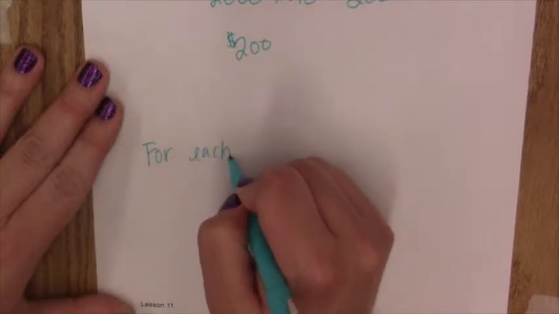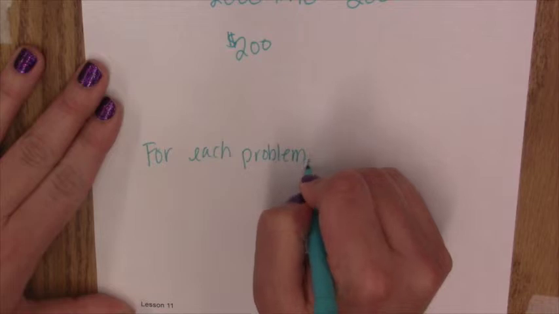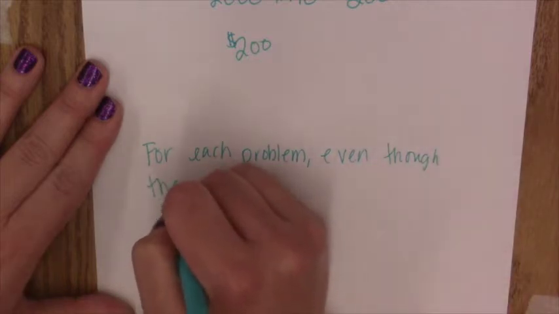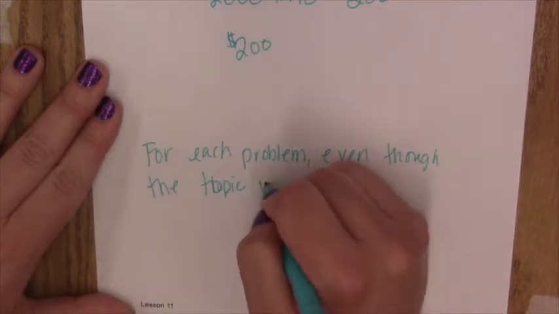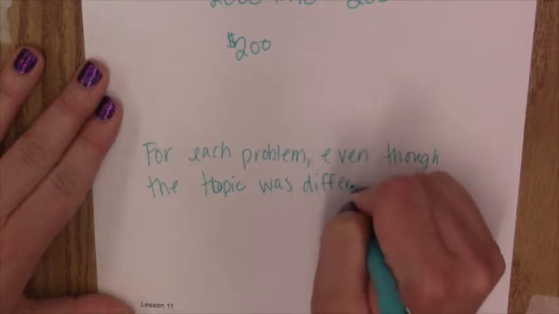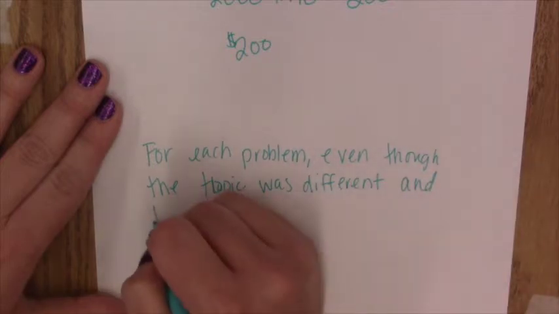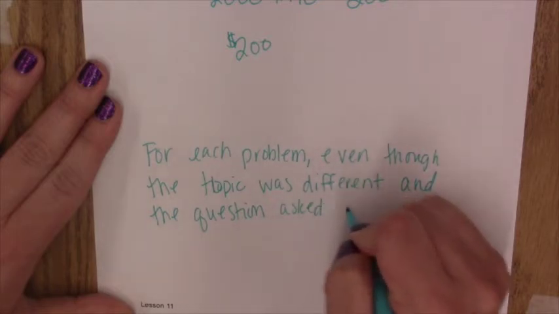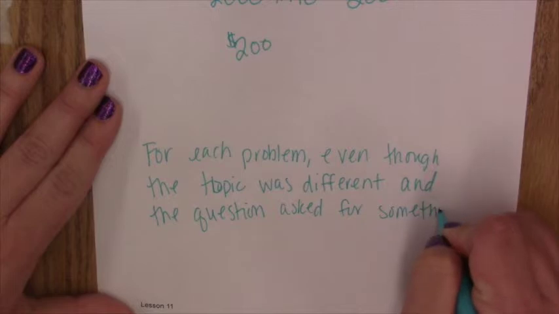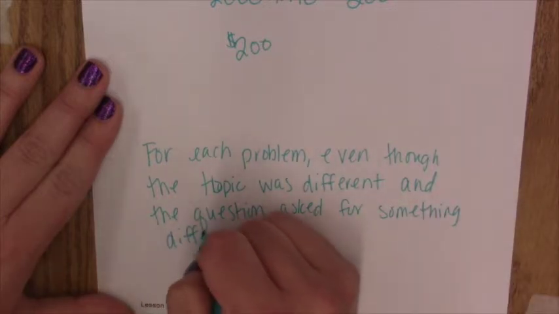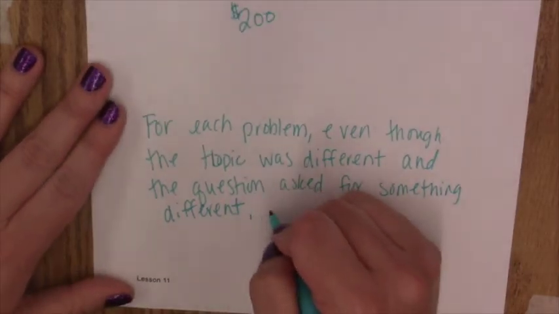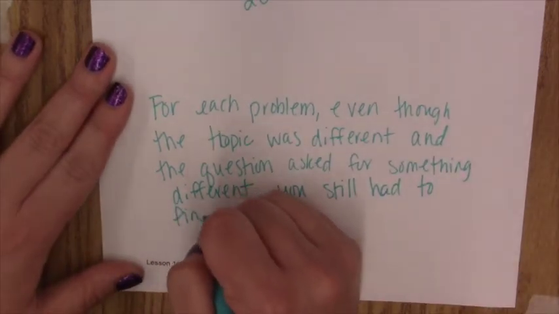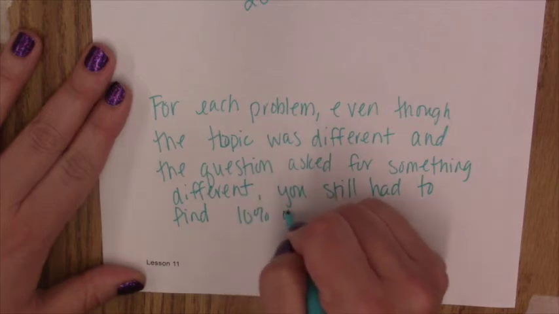So for each problem, even though the topic was different, and the question asked for something different, you still had to find 10% of 2,000.